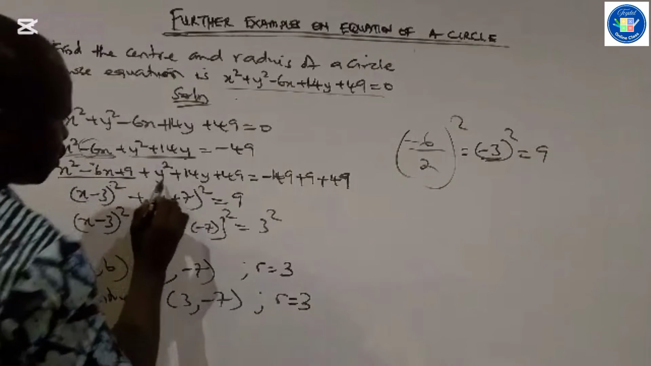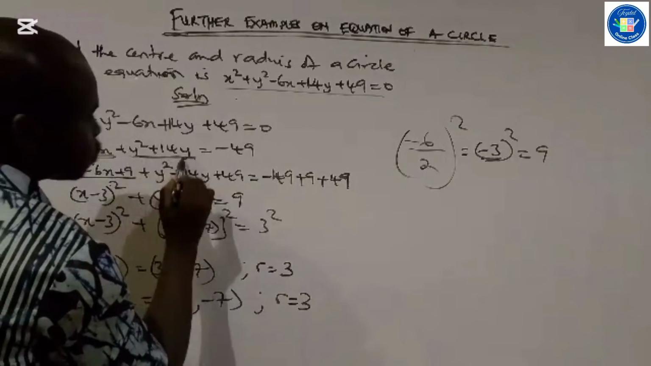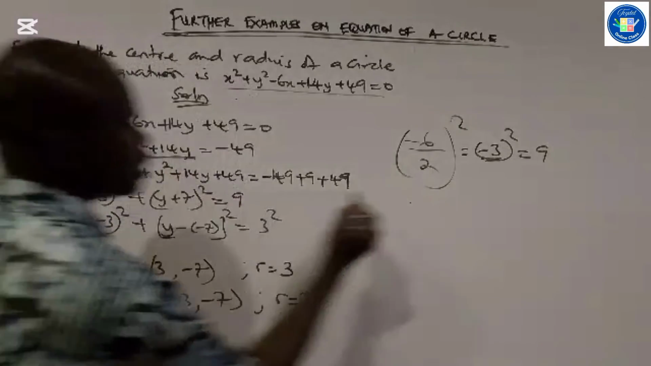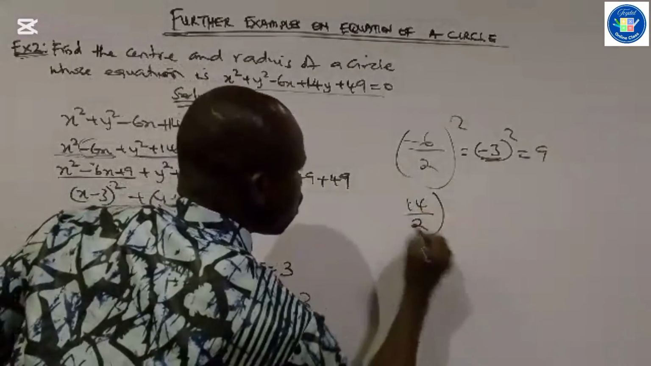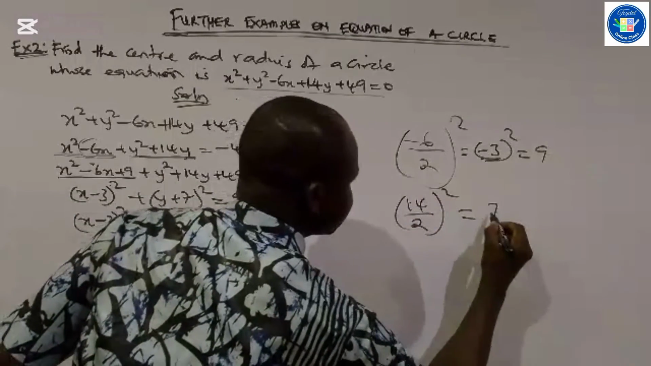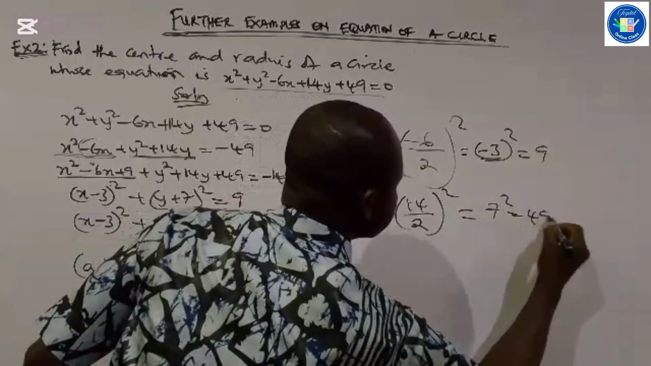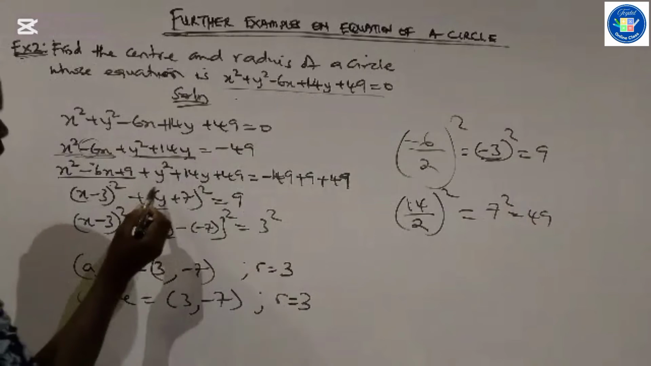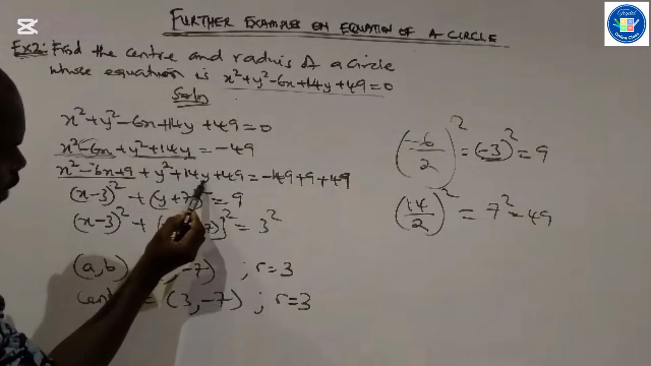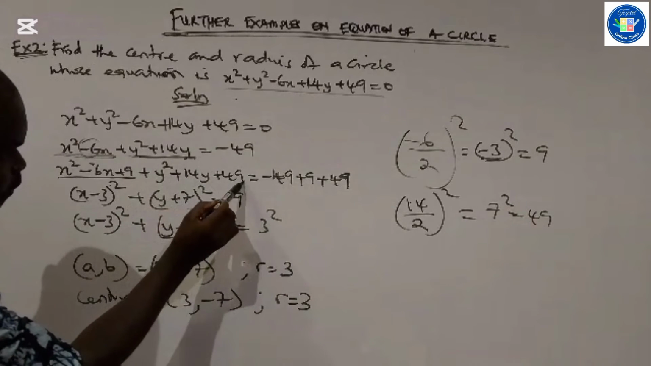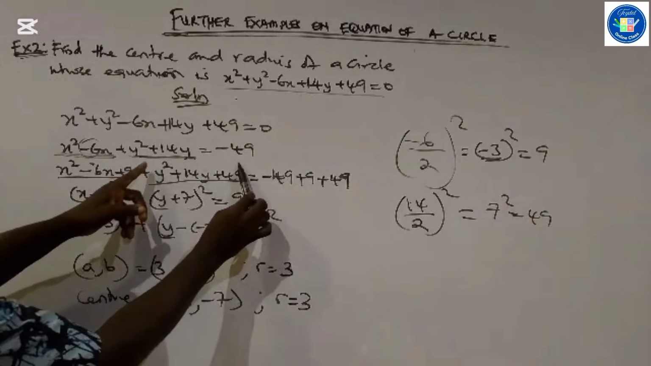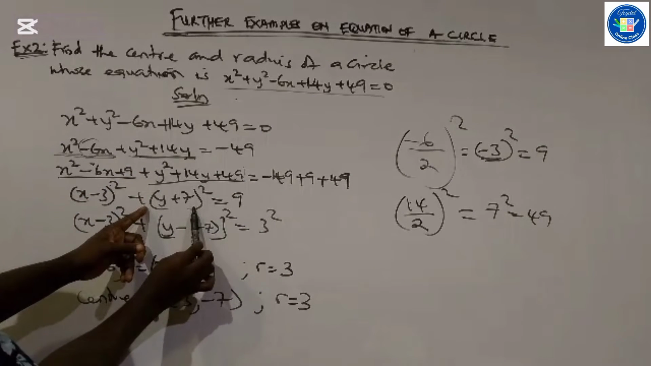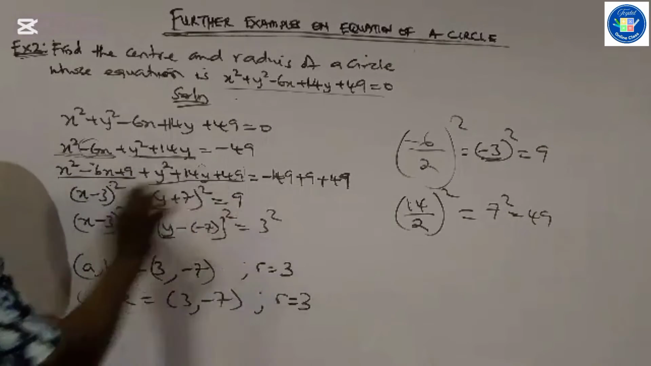Then we come to the second one, where we have 14. The coefficient of y is 14. We say 14 divided by 2, all squared. 14 divided by 2 will give us 7. 7 squared is equal to 49. So that is why we have y squared plus 14y plus 49 here. If you factorize what you have there, you are going to get this. If you expand this, we go back to what we are given.